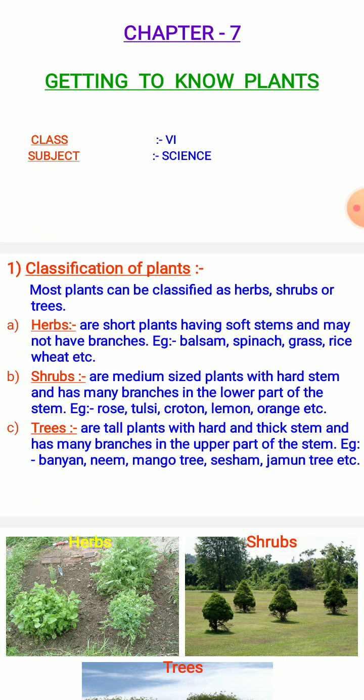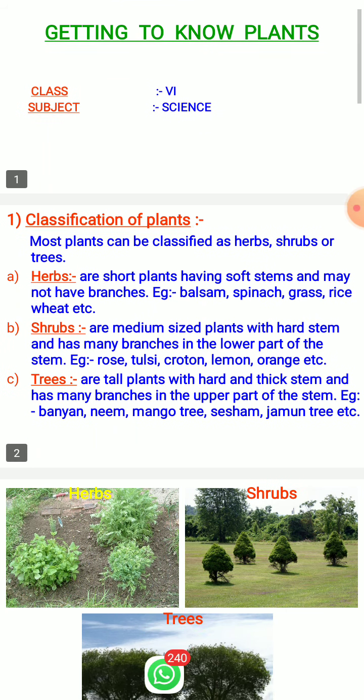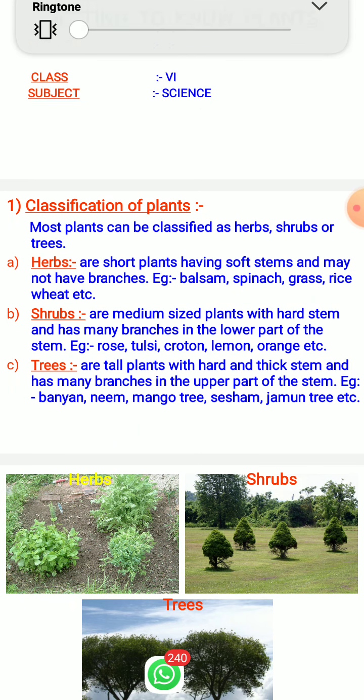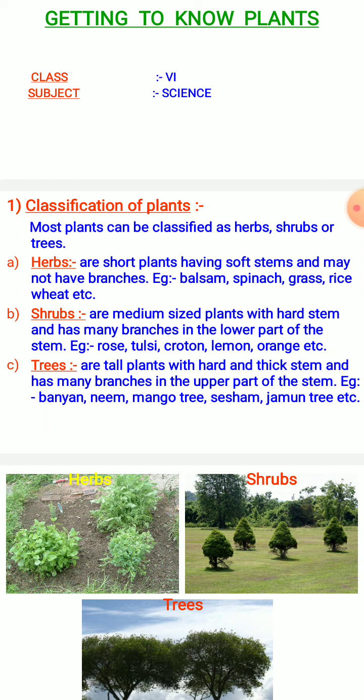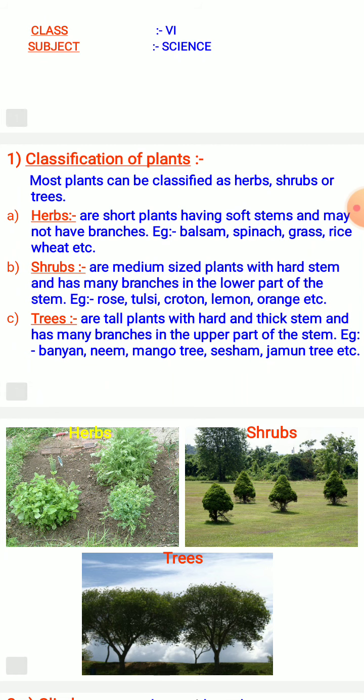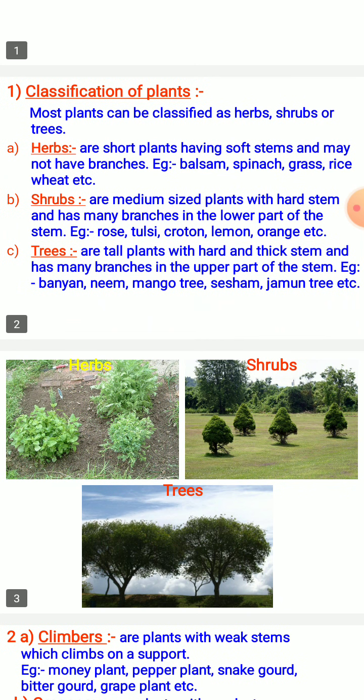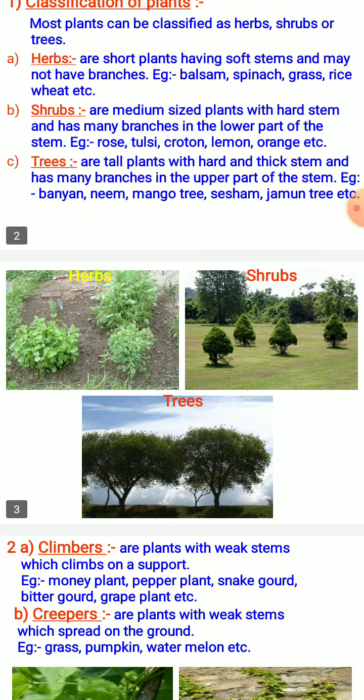Then we have shrubs. These are medium sized plants with hard stems and many branches in the lower part of the stem. Example, rose, tulsi, lemon, orange, etc. Then trees. These are tall plants with hard and thick stems and many branches in the upper part of the stem, like banyan tree, neem, mango tree, etc.